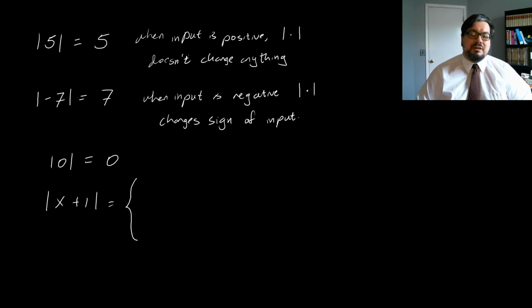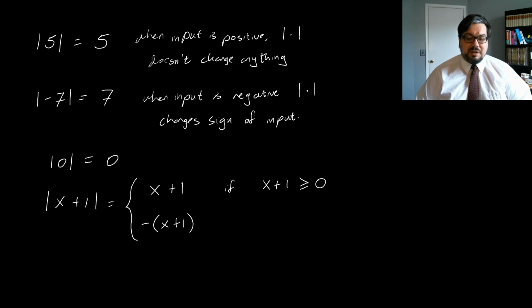So the absolute value of x plus 1 is going to be one of a couple of things. It's going to be x plus 1 if x plus 1, the input, is greater than or equal to 0, and it's going to be the opposite of the input. It's going to be the opposite of x plus 1, so negative (x plus 1), if x plus 1 is less than 0.